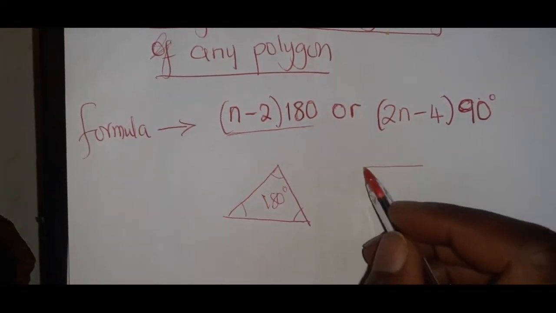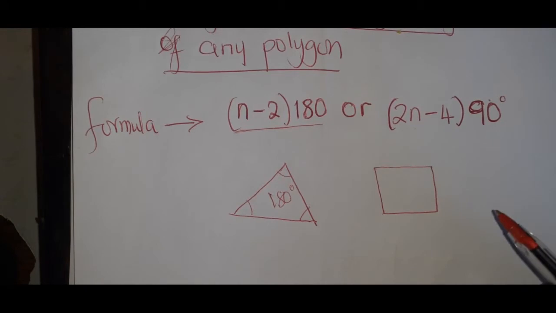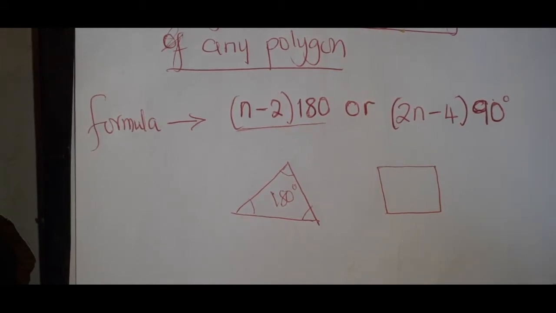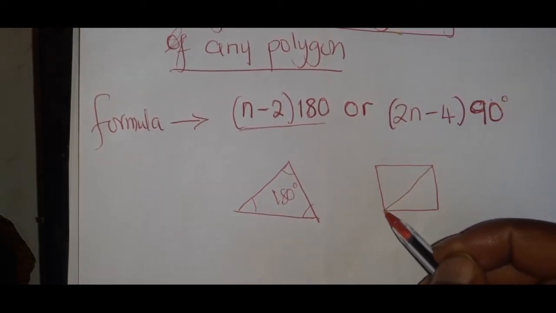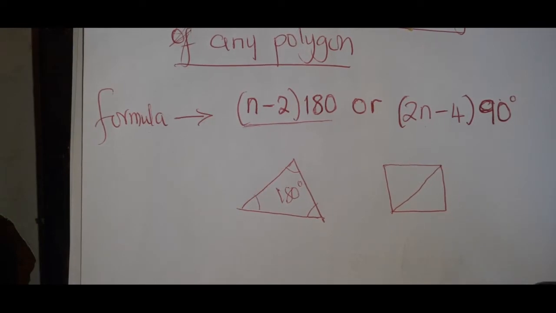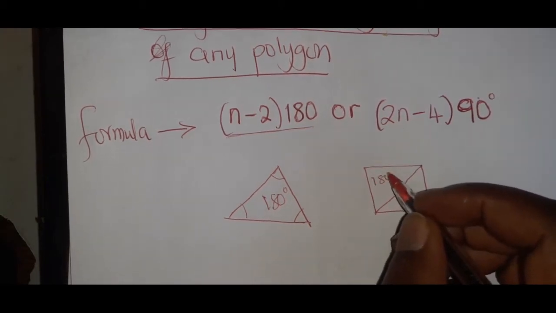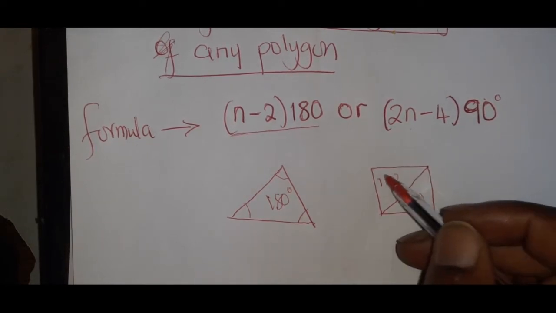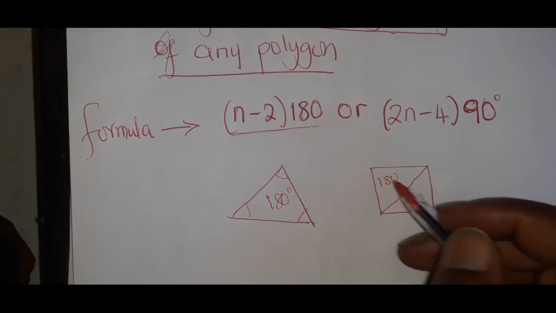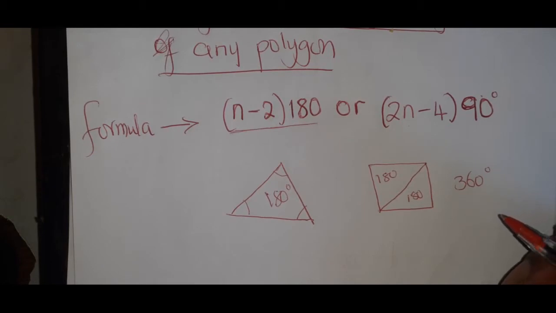So, what is our next polygon from this one? Our next polygon is a four-sided polygon, which is called a quadrilateral. We say this can be divided into two triangles. Since one triangle gives us 180, this one is 180, this one is 180. So the sum of interior angles of a four-sided polygon, we need to add these two. This is going to give us 360 degrees.